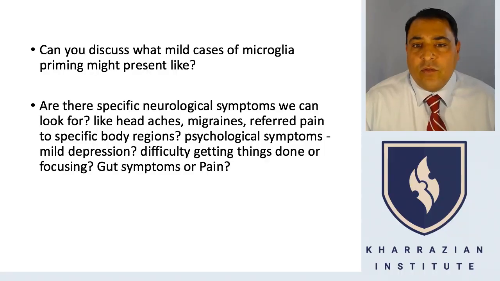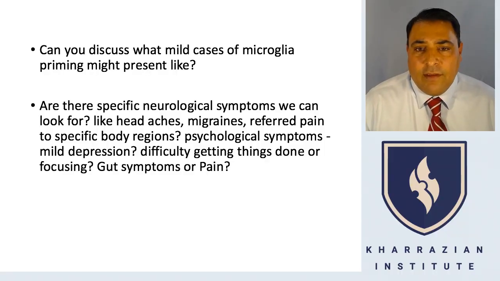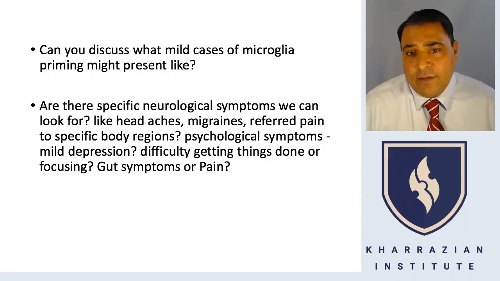Next question: can you discuss what mild cases of microglial priming might present like? So, mild cases of microglial priming are basically just some brain fog, can't focus, can't think, can't concentrate. Those are the main ones. And then remember, we don't really necessarily cause headaches or pain with these. The glial cells just shut down nerve conduction, the speed of neurons.